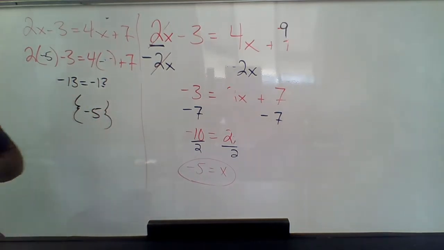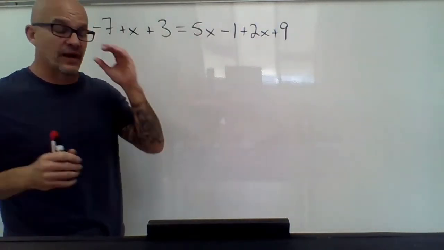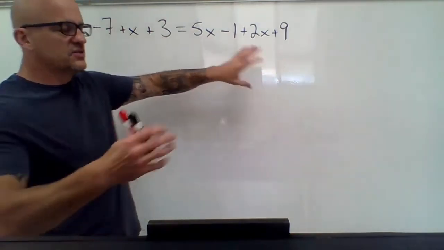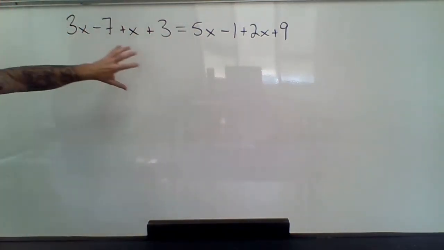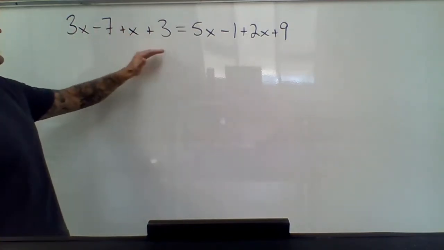For x, I'm like, okay, right? What's attached to x? Well, holy cow, there's x's everywhere. So anytime you have multiple variables, x's, whatever the variable may be, on each side, the first thing that you're going to do, that's step one, is we're going to go ahead and combine like terms.